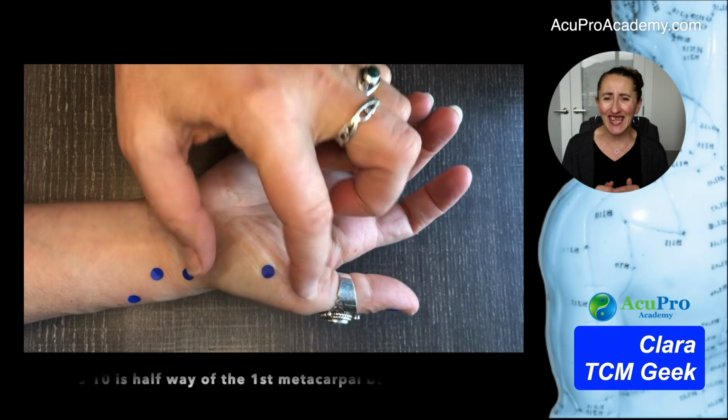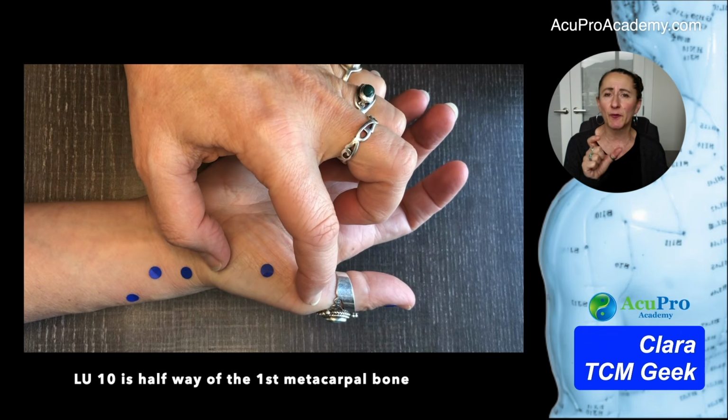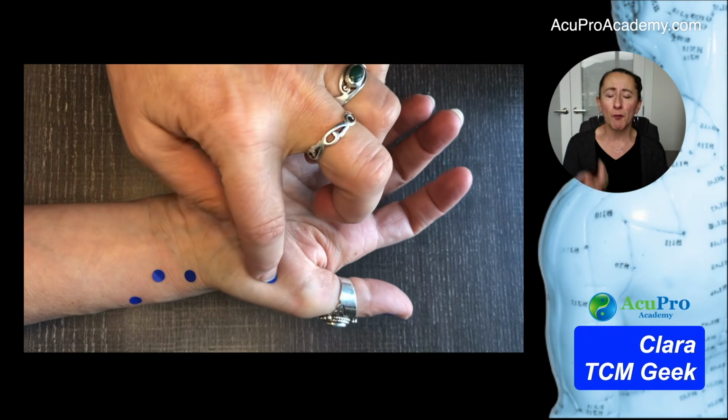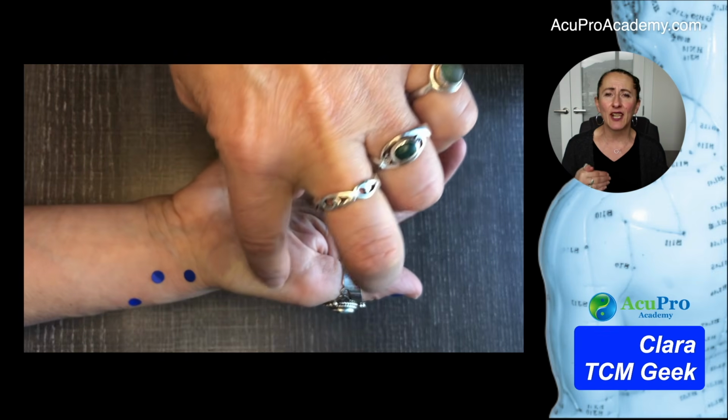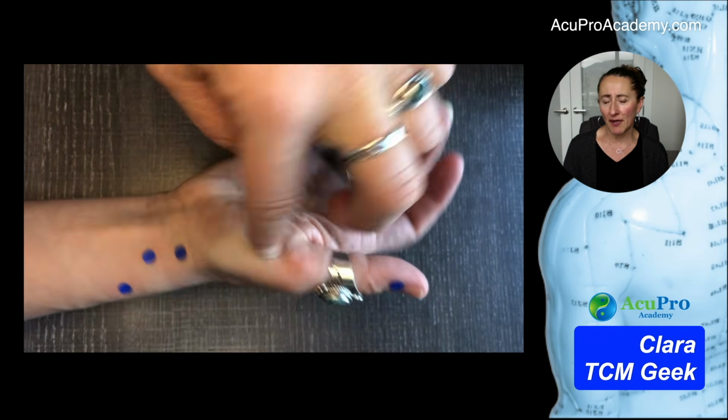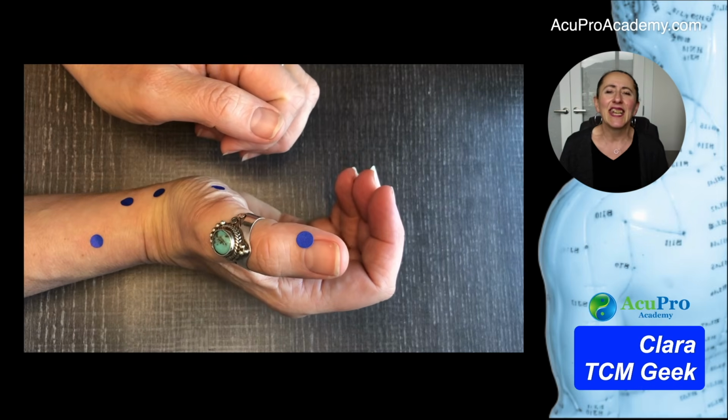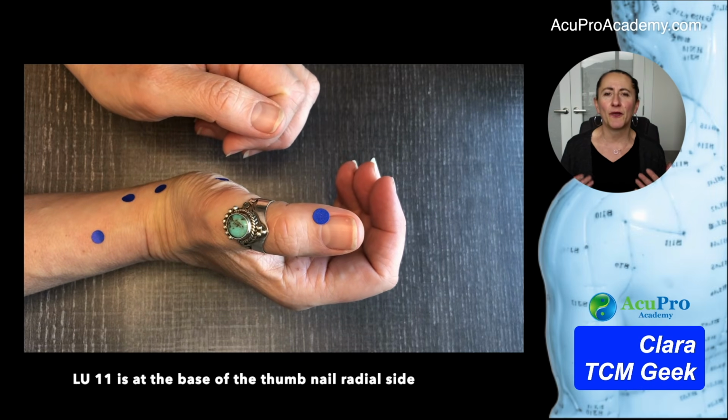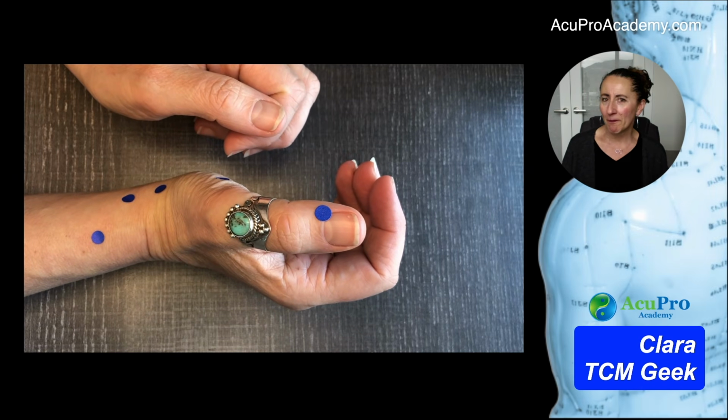Then Lung 10 is located halfway along the first metacarpal bone on the palm, but closer to the edge of the bone on the palm, and that would be Lung 10. And Lung 11 is at the base of the corner of the nail on the thumb. And those are all the locations of the points from Lung 5 to Lung 11.